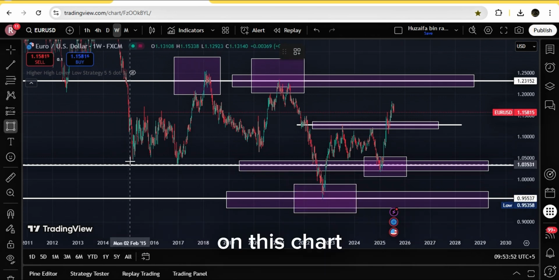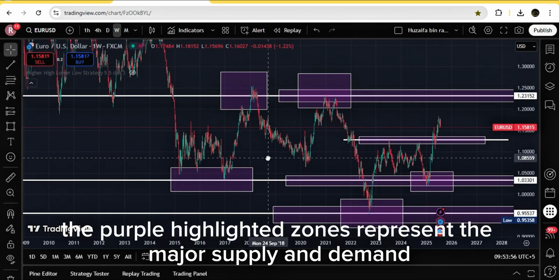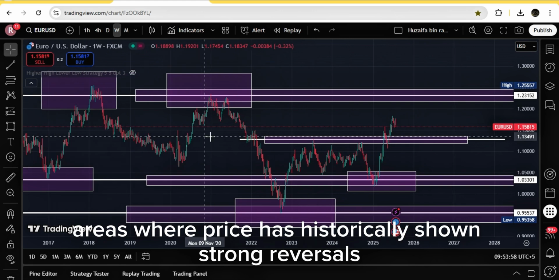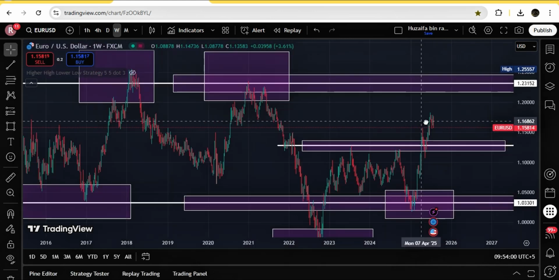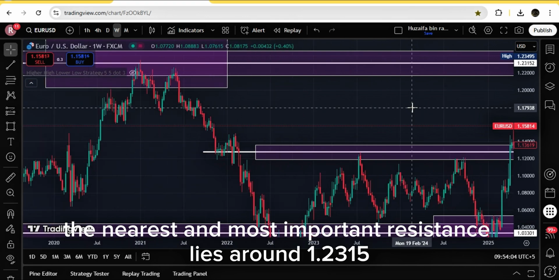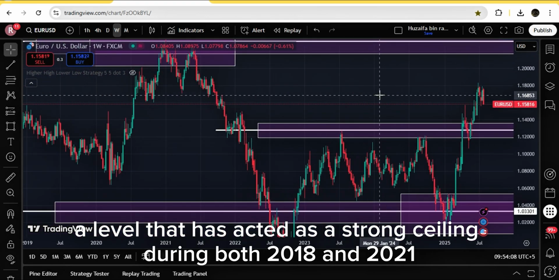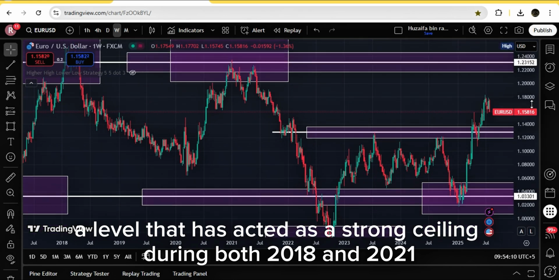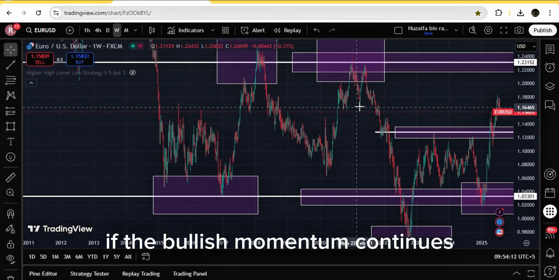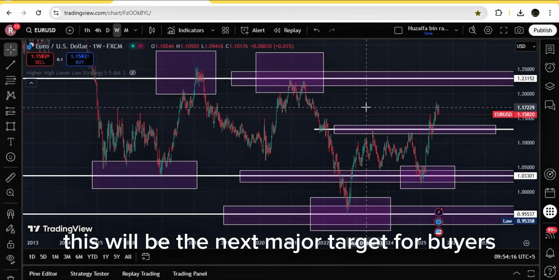On this chart, the purple highlighted zones represent the major supply and demand areas where price has historically shown strong reversals. The nearest and most important resistance lies around 1.2315, a level that has acted as a strong ceiling during both 2018 and 2021. If the bullish momentum continues, this will be the next major target for buyers.